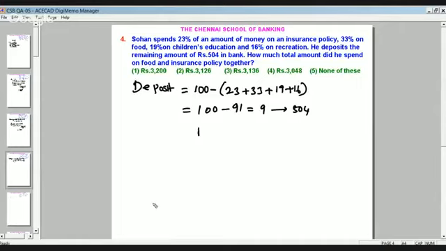For the question, food and insurance, so 56% is this: food 23, insurance 33. So now 504 into 56 by 9. The answer is 3136.